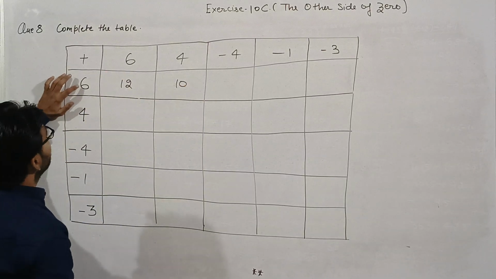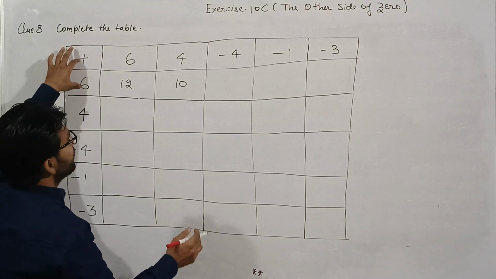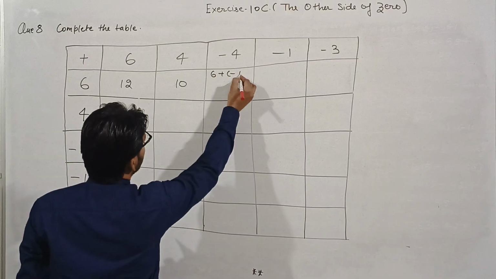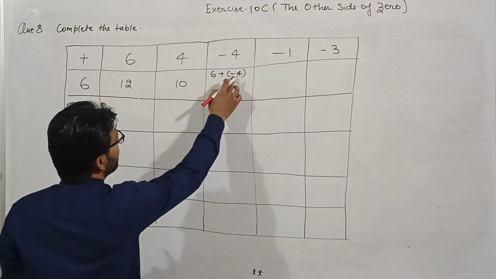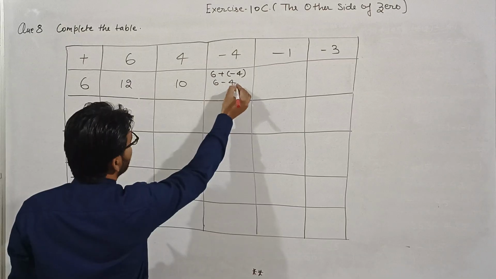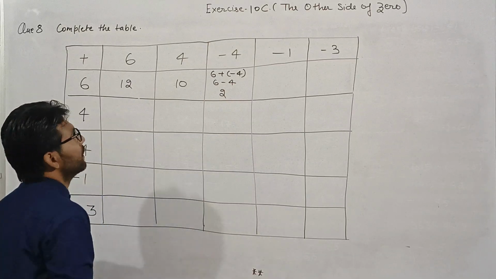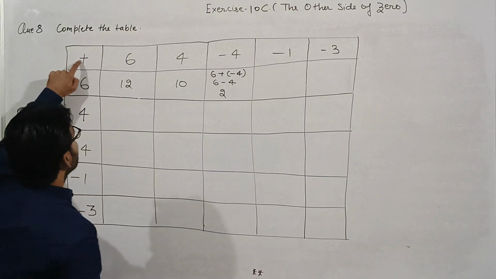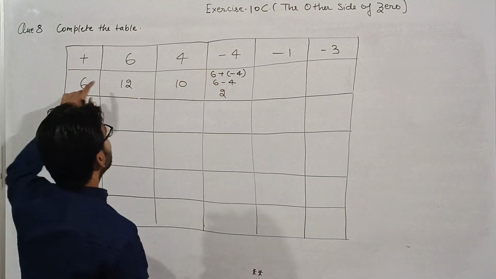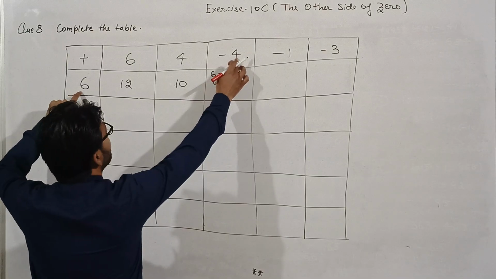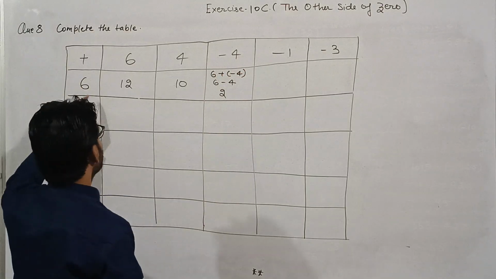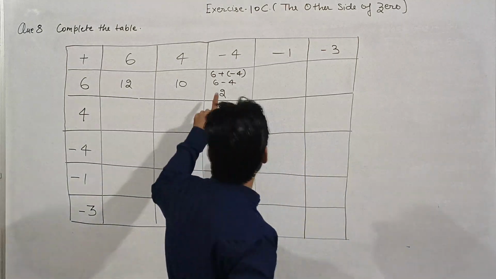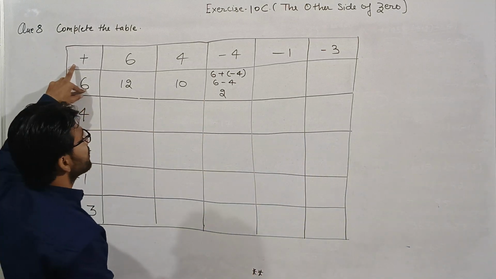But when we do 6 plus minus 4, I can write it here: 6 plus minus 4. So plus minus becomes minus. 6 minus 4, so 2 is your answer. Next time you can do it directly: plus minus minus. We need to subtract these two numbers and check which one is greater. Here 6 is always greater.